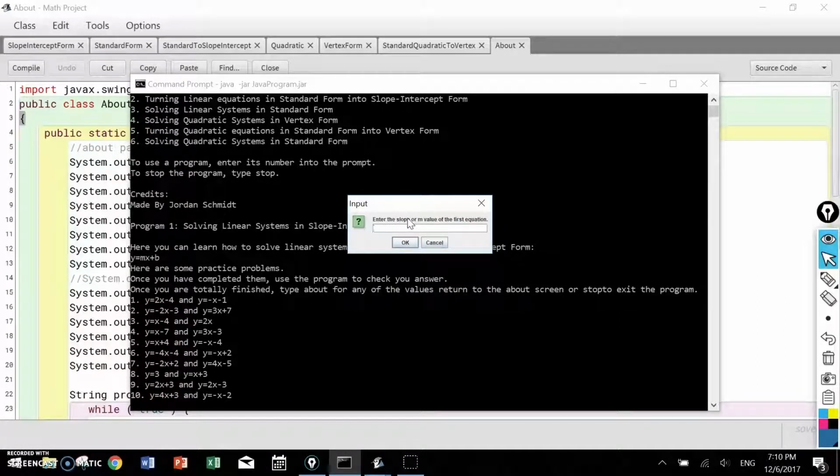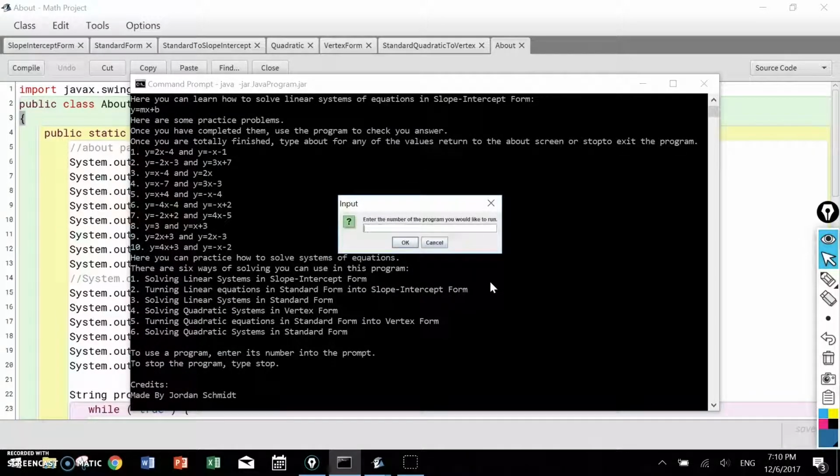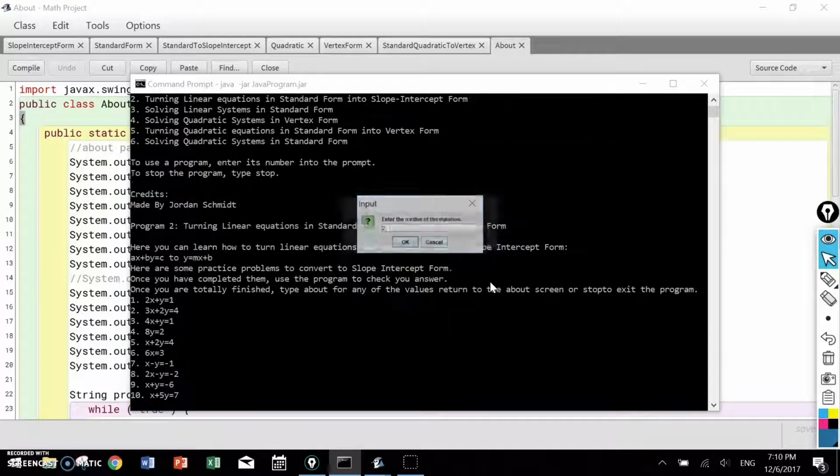So as you can see, you just solve using substitution. So in this case, of the first problem, you put in 2 for the first slope, negative 4 for the first y-intercept, negative 1 for the slope of the second equation, and negative 1 for the y-intercept of the second equation. Click enter, and you get this answer. If you did this by hand, you would get the same answer. Next, you can click About to go back to the About page, so you can select a different program to run. So, in this case, we'll do the second one.